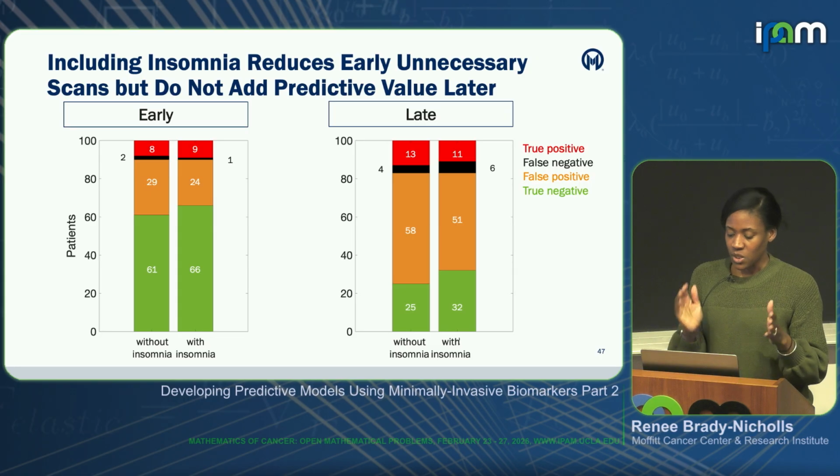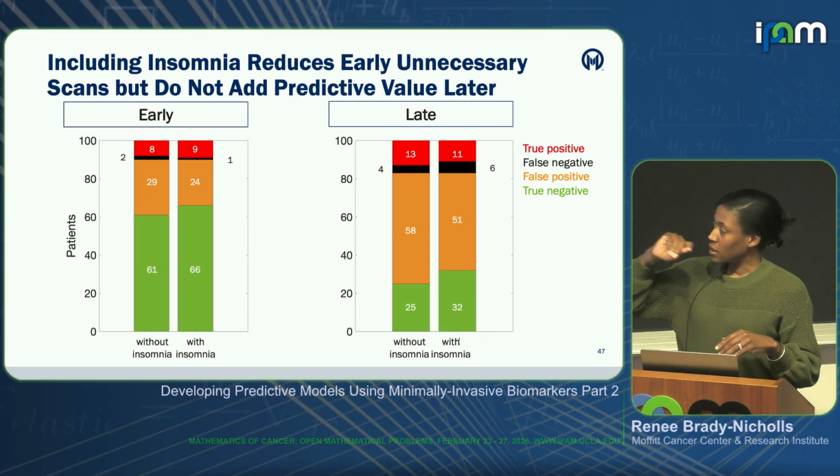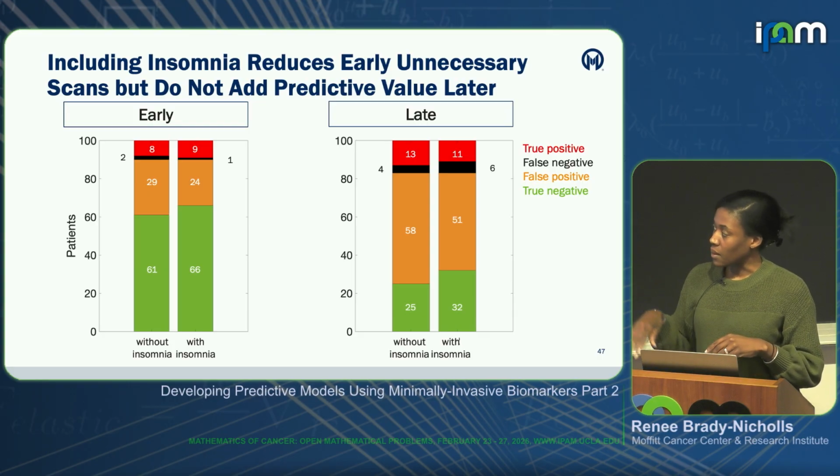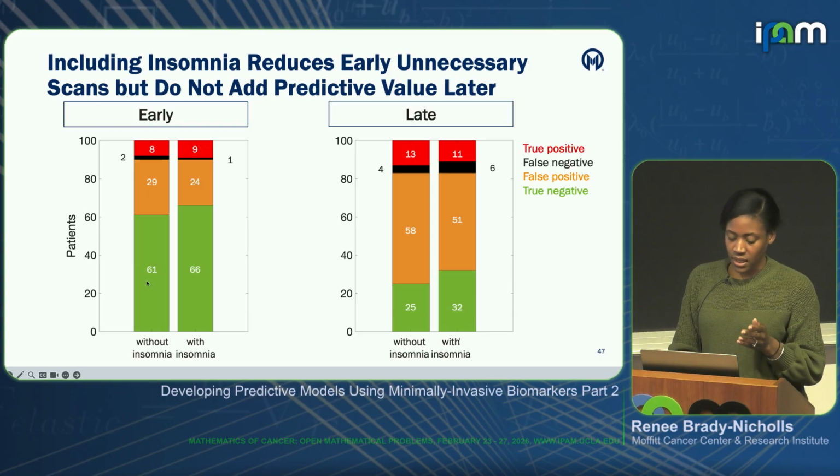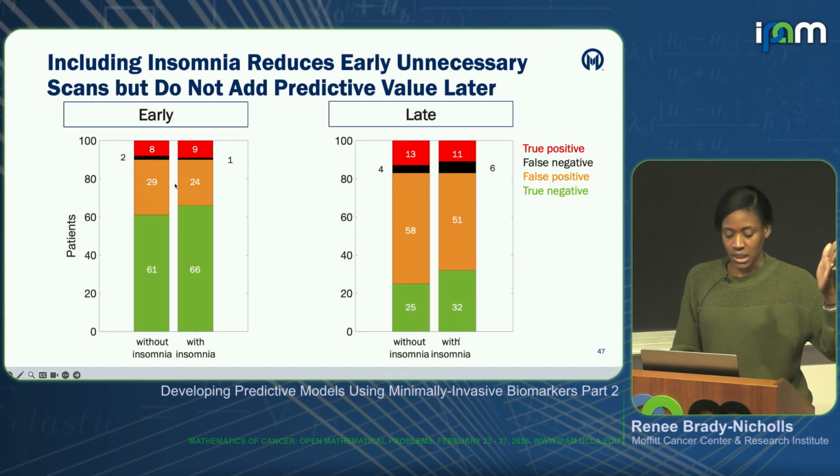So when we compare between the two of them, early response, we're doing a lot better. So what we're showing here is with and without insomnia. The bar on the left-hand side, the red is showing the number of true positives or progressive patients that are correctly predicted to progress. The black is showing those that were incorrectly predicted to respond, even though they progressed. And then these are our escalation. So this is in the early side.